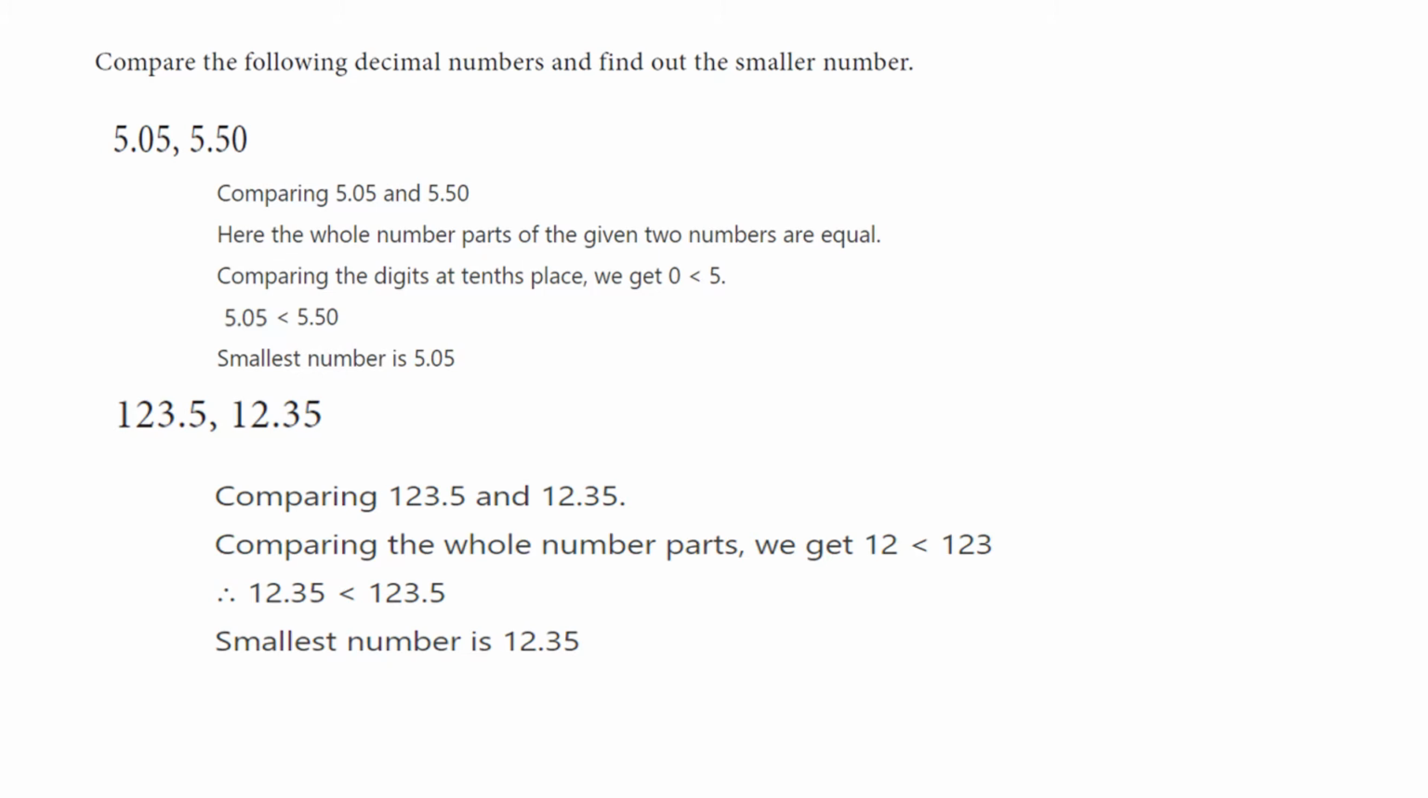Next sum, 123.5 and 12.35. Compare the whole number part, we get 12 less than 123. Therefore 12.35 less than 123.5. Therefore smallest number is 12.35.